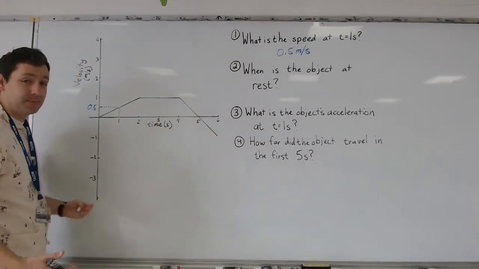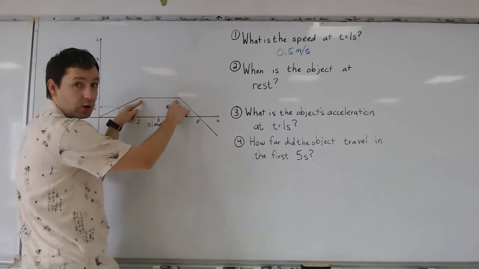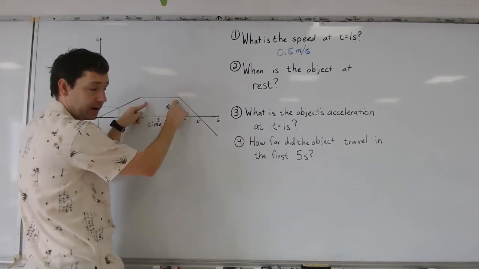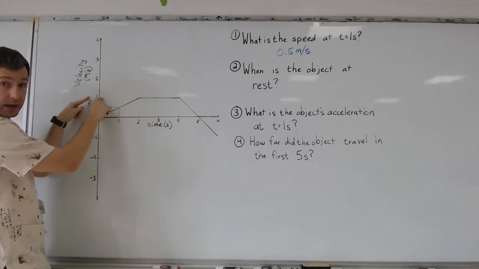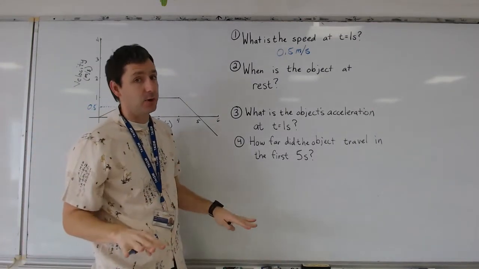When is the object at rest? Again, it's tempting because of the last graph to say, oh, it's at rest right here. No, no, no. What is its velocity there? Well, the velocity there is 1. That's not at rest. If you're moving along at 1 meter a second, that is not at rest.